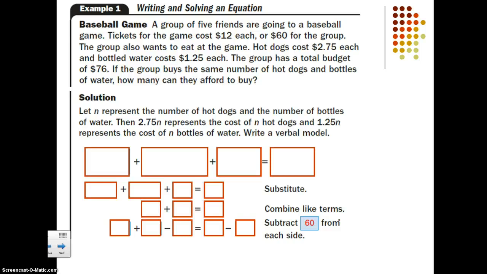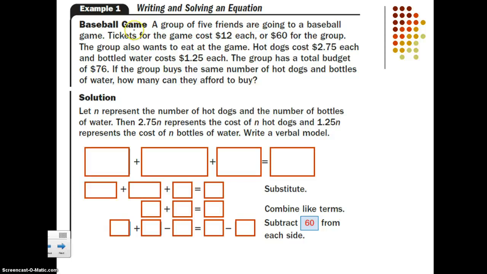Example 1. A group of 5 friends are going to a baseball game. Tickets for the game cost $12 each, or $60 for the group. The group also wants to eat at the game. Hot dogs cost $2.75 each, and bottled water costs $1.25 each. The group has a total budget of $76. If the group buys the same number of hot dogs and bottles of water, how many can they afford?